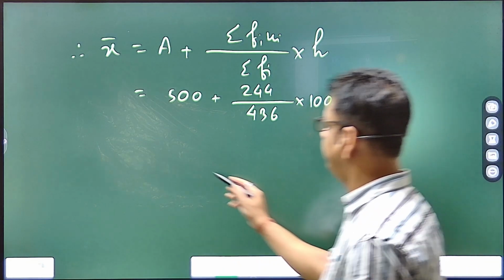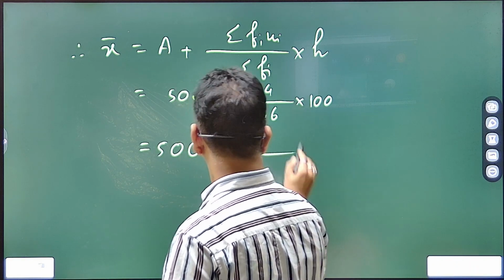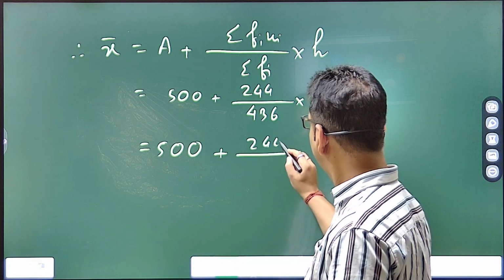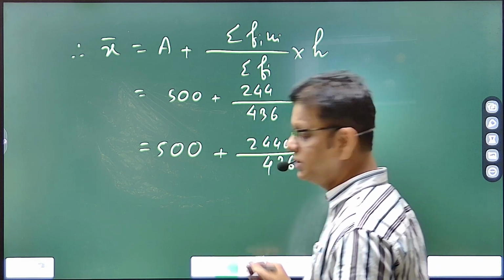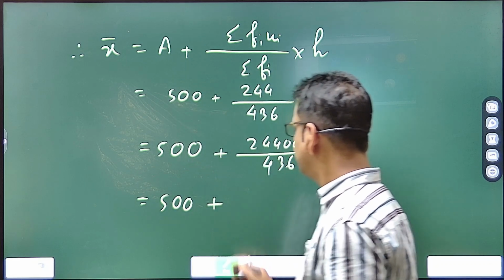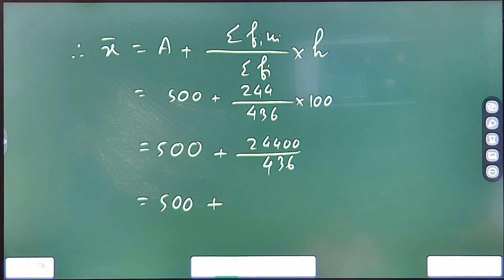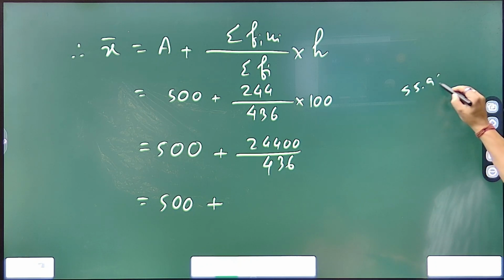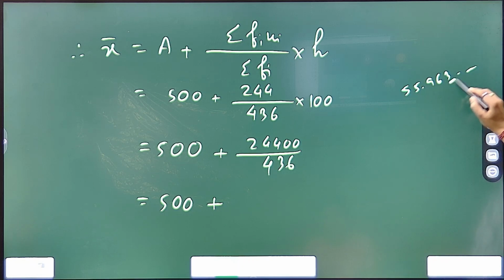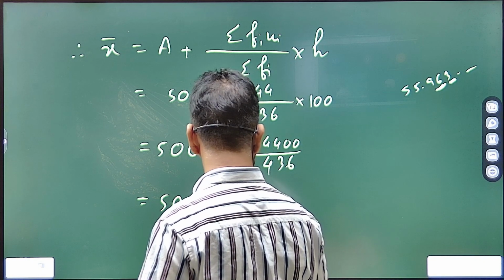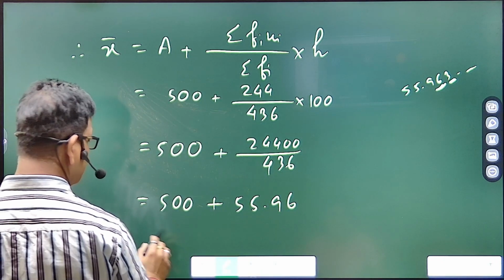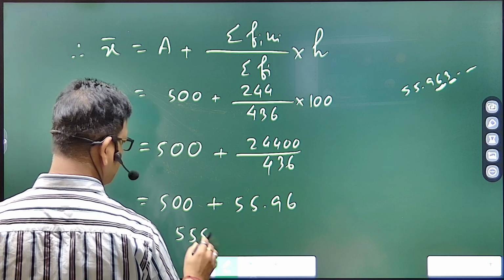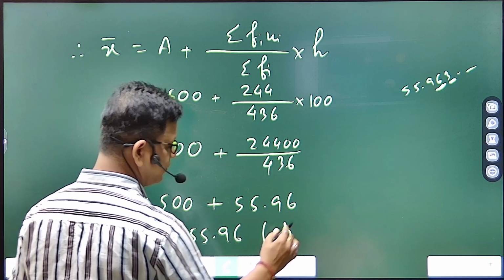The remaining things are only calculation. Yes or no? So this is 500 plus 244 into 100 will be 244,000 to be divided by 436. Once again, you have the calculator, so you can very well use this. 244,000 to be divided by 436. It will go like this. Yes or no? 55.963, and so on it will go. Now since this is 3, less than 5, so 6 will remain 6. That means it will be 55.96 approximately. It's not exactly. So 500 plus 55, 555.96. It is the approximate mean.